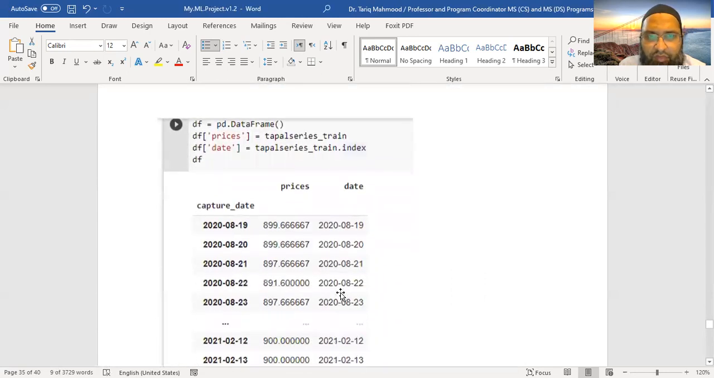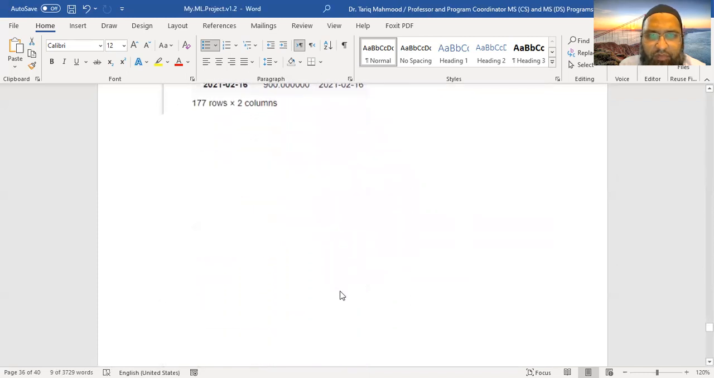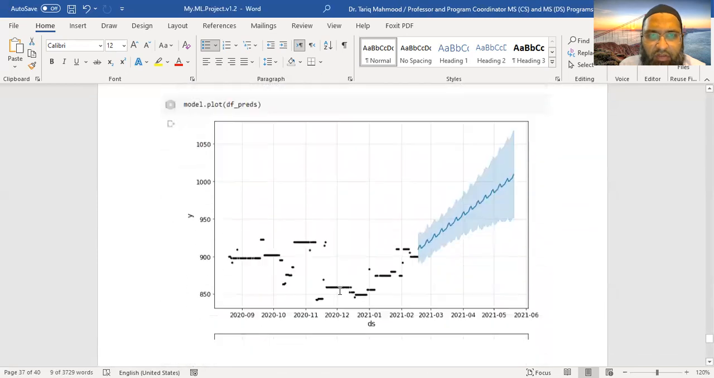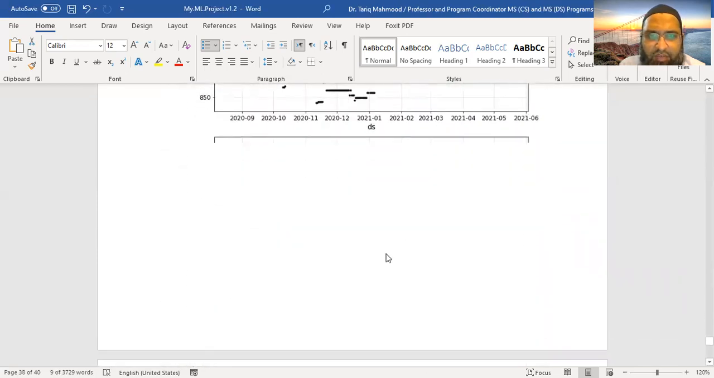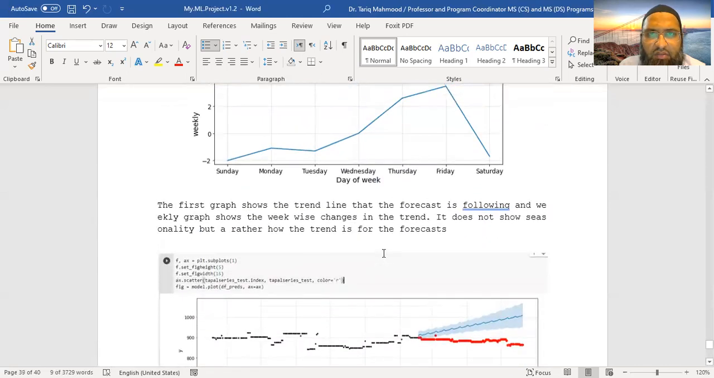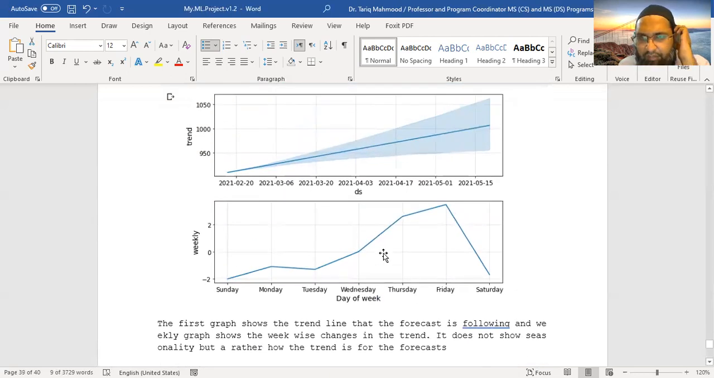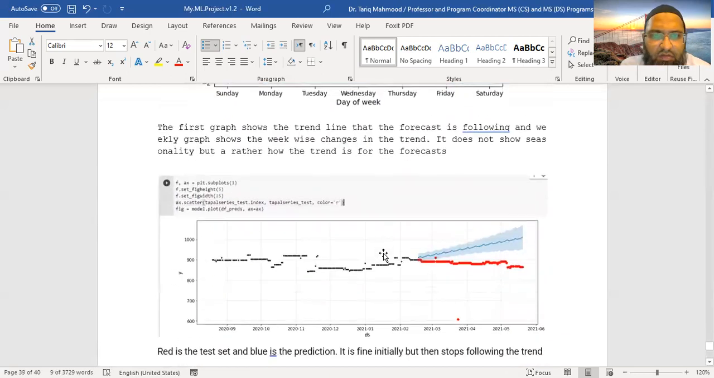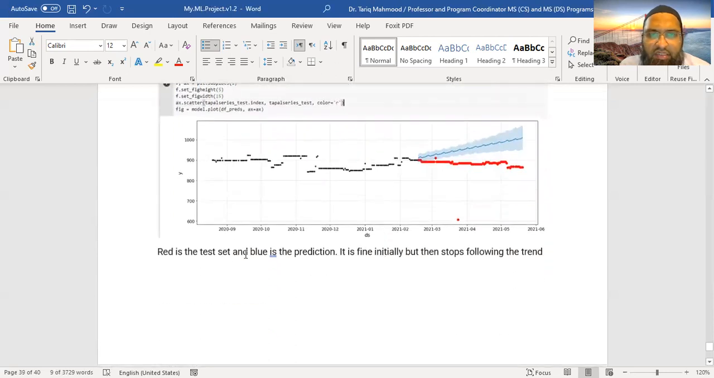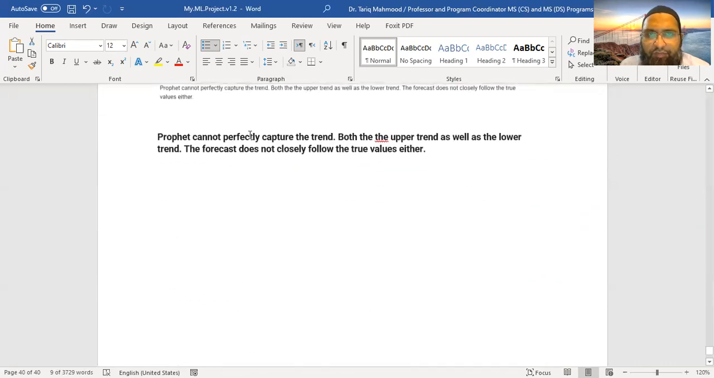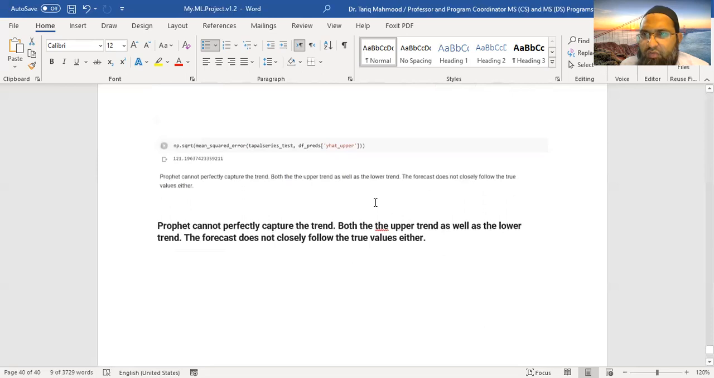Yeah, so Prophet we ran in Google Colab, but the performance of Prophet was not very good as compared to the seasonal ARIMA model. So this is Prophet's performance. Let's see, so this is the forecast that is coming up. That seems pretty normal. Red is the test set and blue is the prediction. So the prediction on the test set is not very good by Prophet. Prophet cannot perfectly capture the trend, both the upper trend as well as the lower trend. The forecast does not follow the true value either.